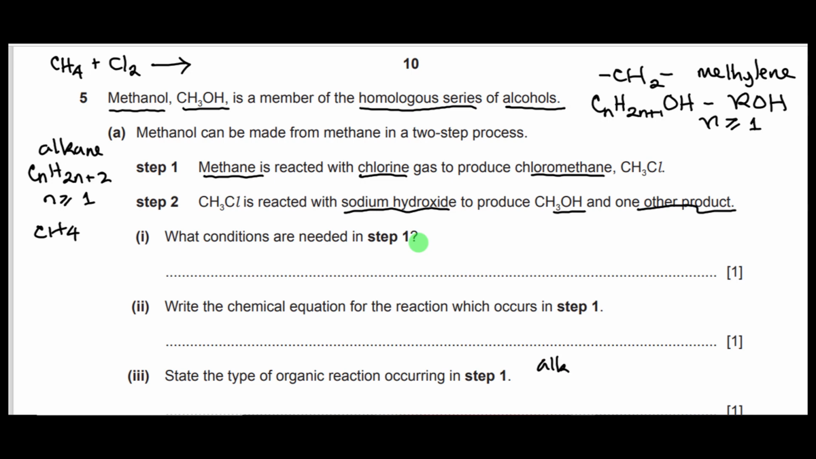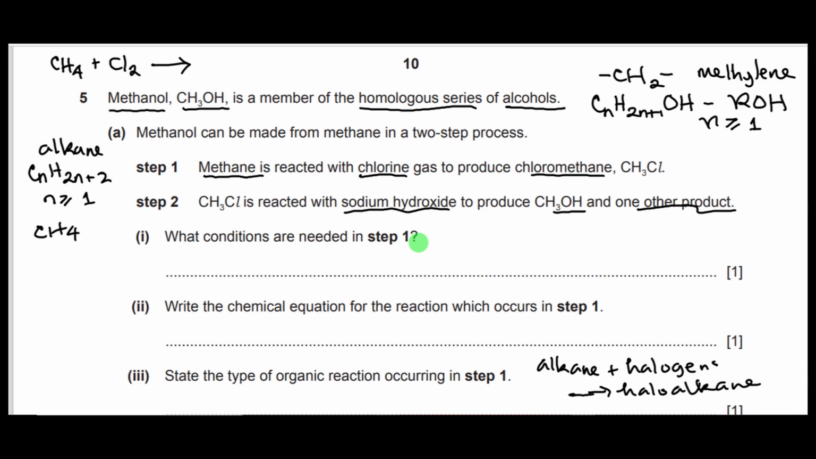Alkane plus halogen will give us a haloalkane. Now, depending on the type of halogen and the type of alkane reacting, the product will be different. The haloalkane will be different. So when chlorine is reacting with methane, the haloalkane formed is chloromethane.